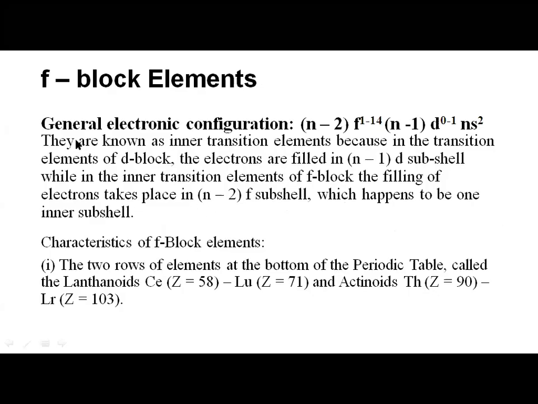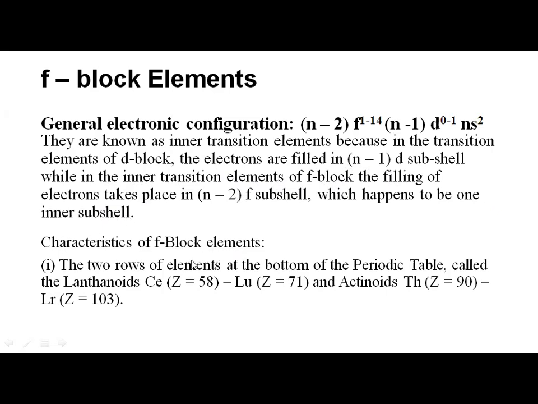Anti-penultimate shell. So what are the characteristics? These are known as inner transition elements because in the transition elements of D block, the electrons are filled in the (n-1) shell, whereas in the inner transition elements of F block, the filling of the electrons takes place in the (n-2) f subshell. Therefore, they are called inner transition elements. They are present within the transition elements, filling one inner subshell.